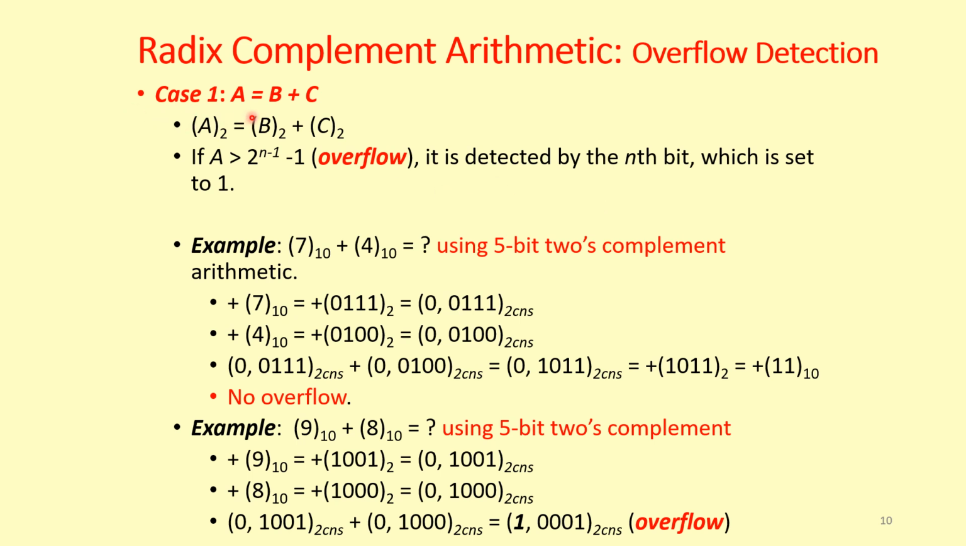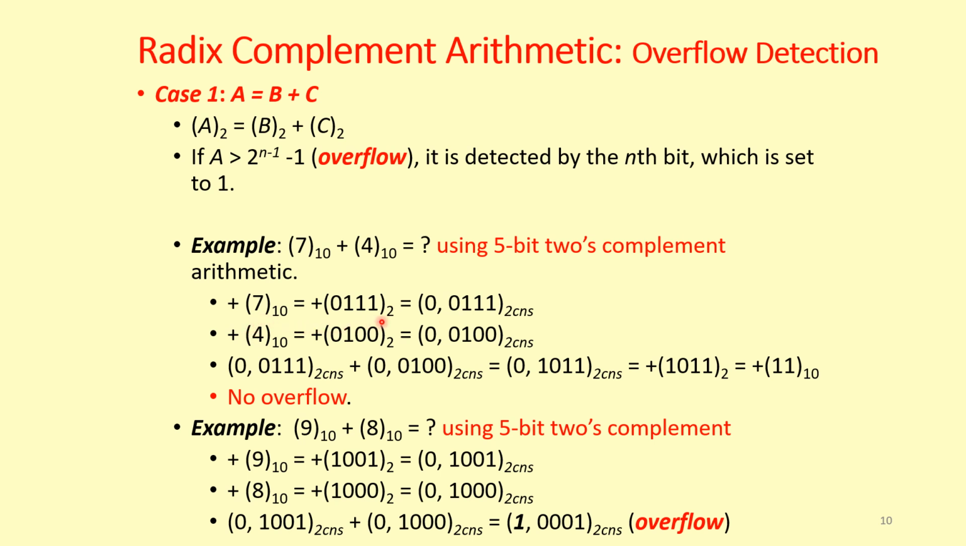So in case 1 we are doing A equal to B plus C. If the result A is greater than 2 to the power n minus 1 minus 1, it is overflow, because we know that the maximum positive number that can be represented is 2 to the power n minus 1 minus 1. So the result cannot be more than that. The example is 7 plus 4 in decimal, and you have to add them using 5 bits of 2's complement representation. These numbers are very small, so overflow shouldn't occur, right?